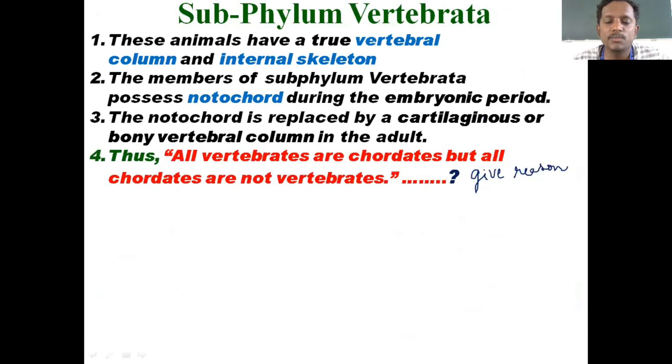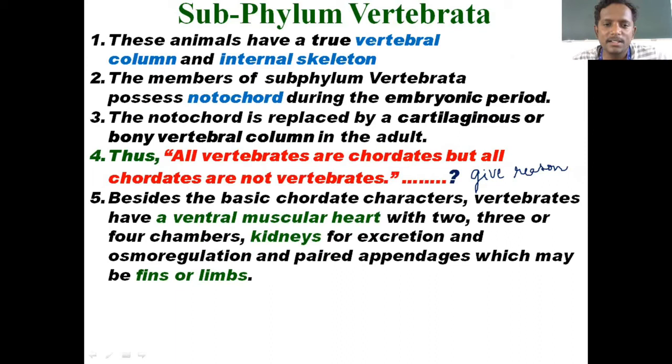Apart from these basic characters, they have a muscular, ventral muscular heart, common for everyone, with 2 or 3 chambers. We will study when we come across the next classes which class is having a 2-chambered heart, which class is having a 3-chambered heart, and which class is having a 4-chambered heart. We will come to that. Okay, and kidneys for excretion and osmoregulation is common now.